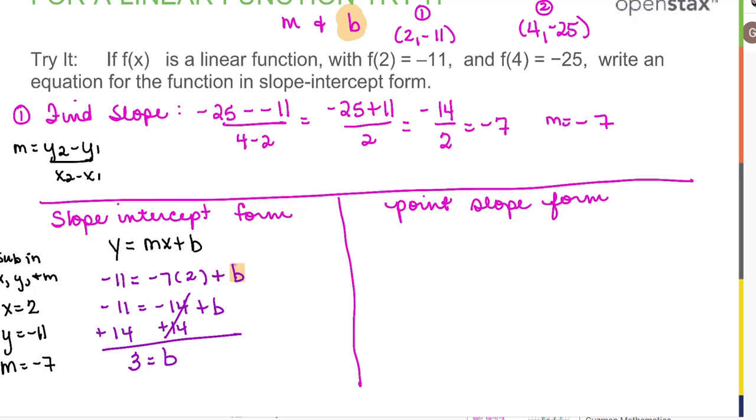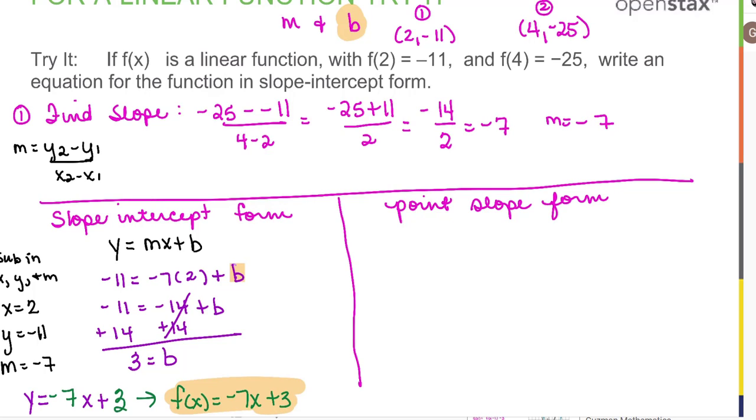So when you're finished, you fill in y equals mx plus b. And m in this case was negative 7 and b was 3, which we would write in function notation like this. Alright, and so that's pretty quick.